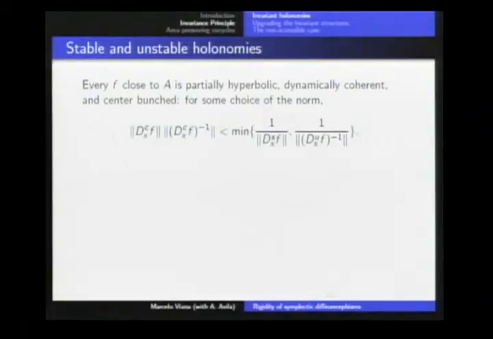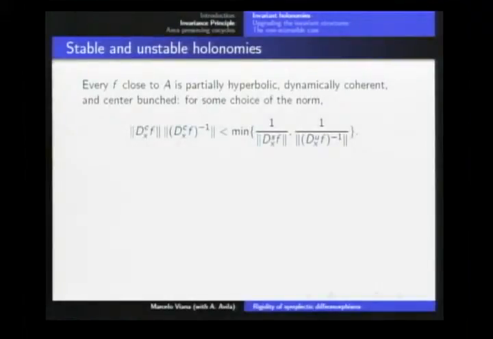So this is what I'm going to do, but it will take more than one paragraph to get there. Let me explain that. First of all, some general remarks. Every map which is close to A is partially hyperbolic, of course, by robustness, is dynamically coherent, meaning that there are center stable and center unstable foliations, and that follows from general results of Hirsch, Pugh, and Shub, and it's center bunched. By center bunched, I mean this formula here, this inequality.